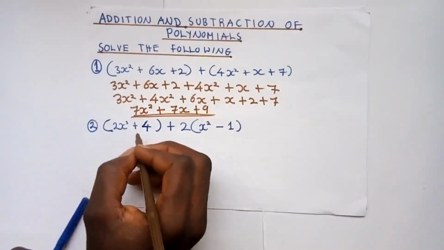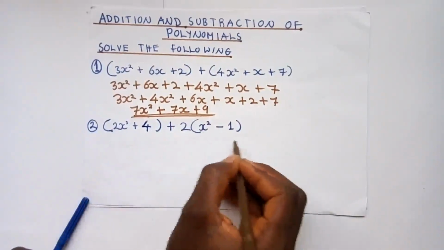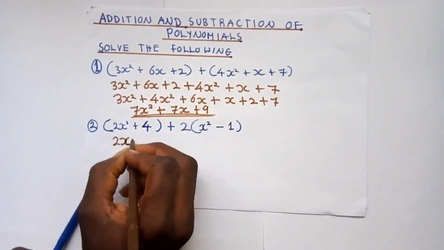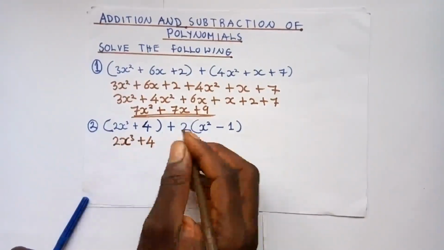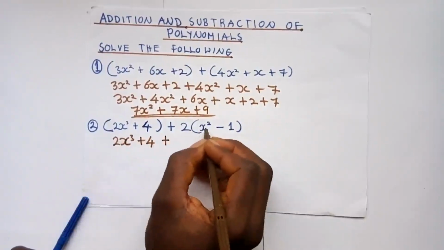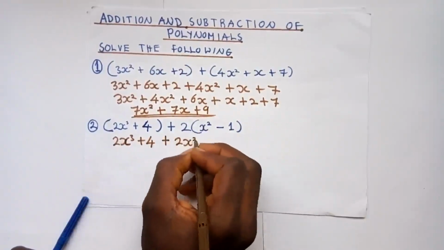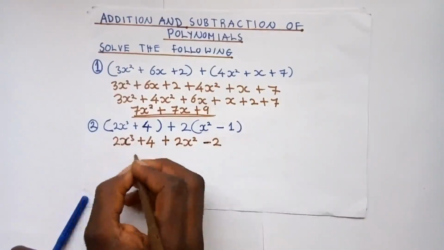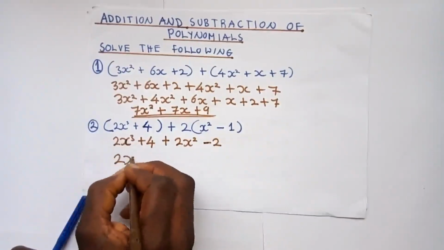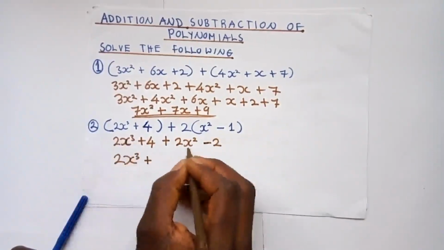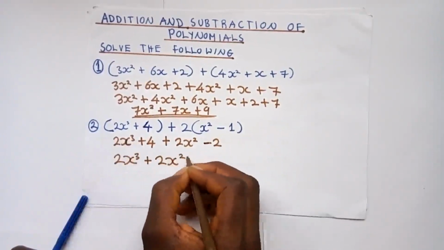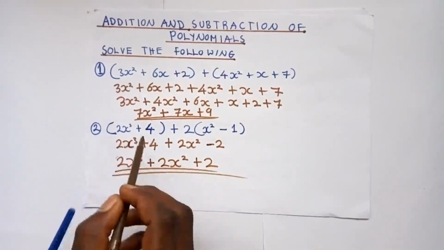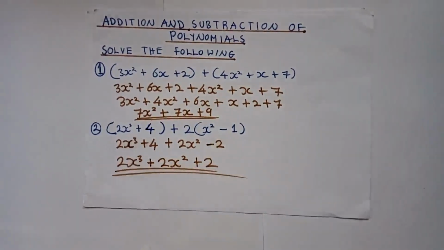2s raised to the power of 3 plus 4 plus 2 multiplied by this. So just open the bracket. 2s raised to the power of 3 plus 4 plus 2 multiplied by s squared, 2s squared. 2 multiplied by negative 1 gives us negative 2. Take like terms. So 2s raised to the power of 3 plus 2s squared. 4 minus 2 gives us what? 2. So when you add these two polynomials, this is what you are going to have.